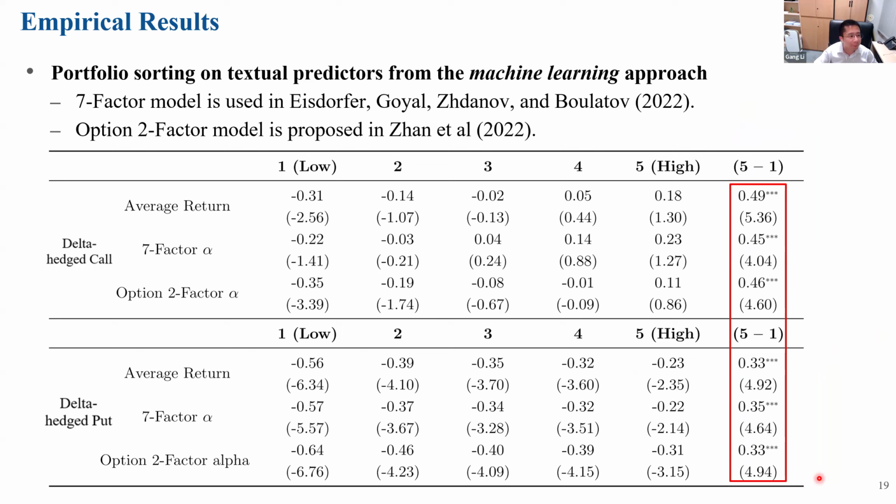So maybe let's first look at the machine learning approach. Things will be different if we apply the machine learning approach. The portfolio sorting results become pretty strong and significant patterns, and they also survive after controlling for those different option risk factors.